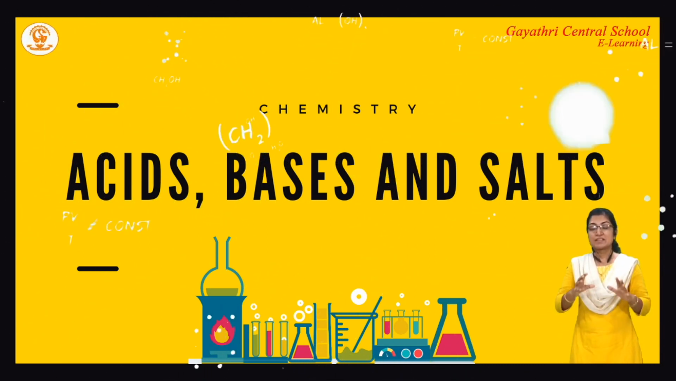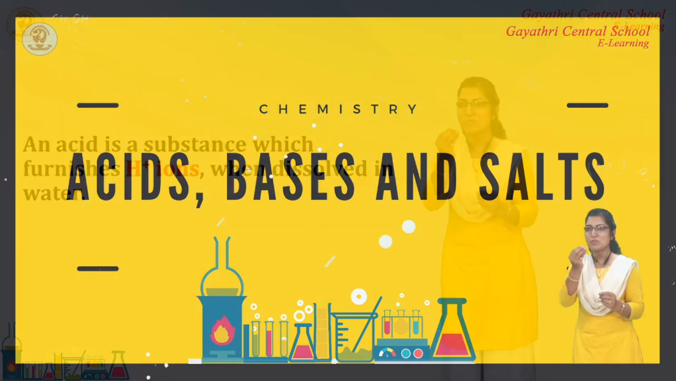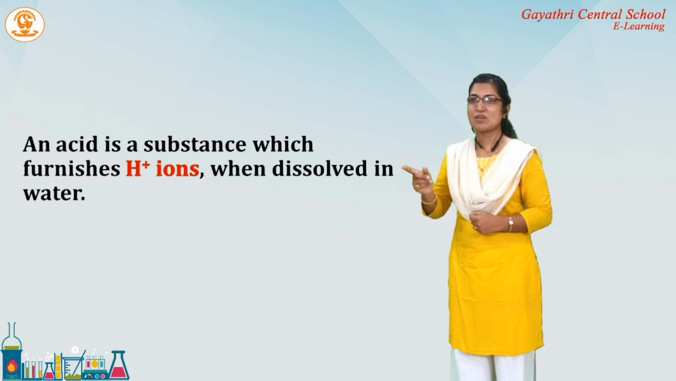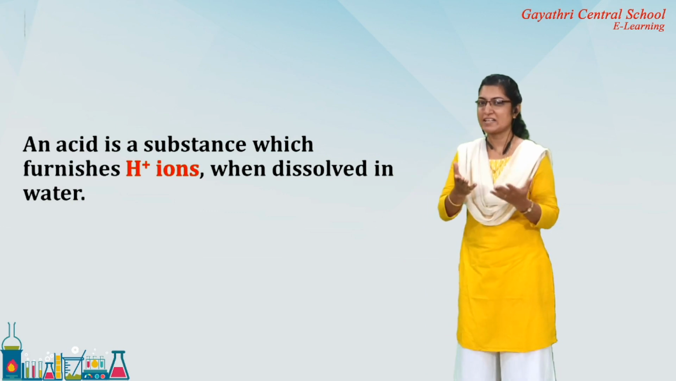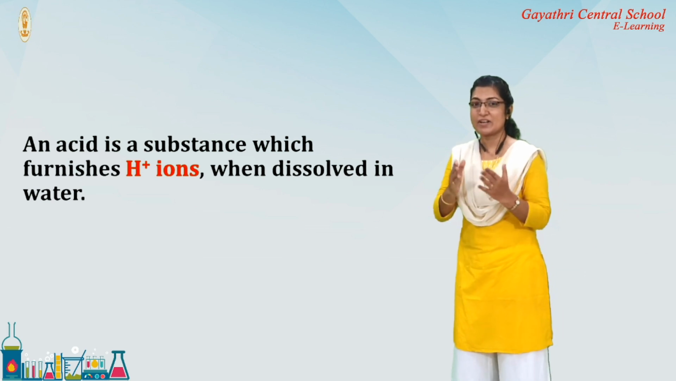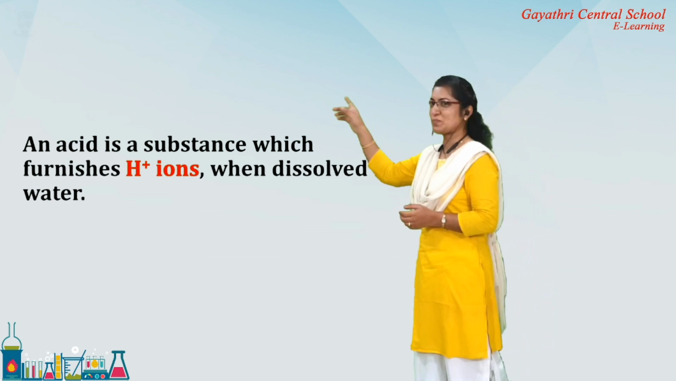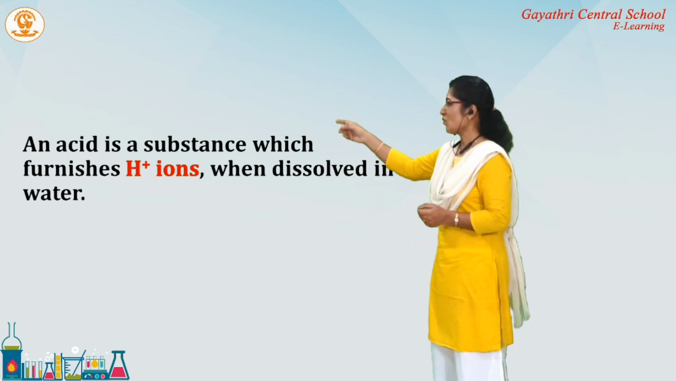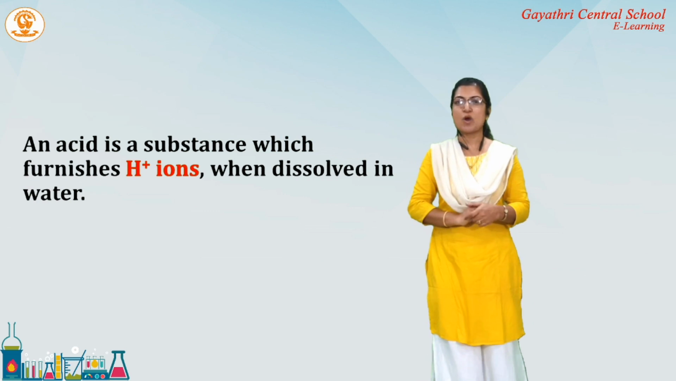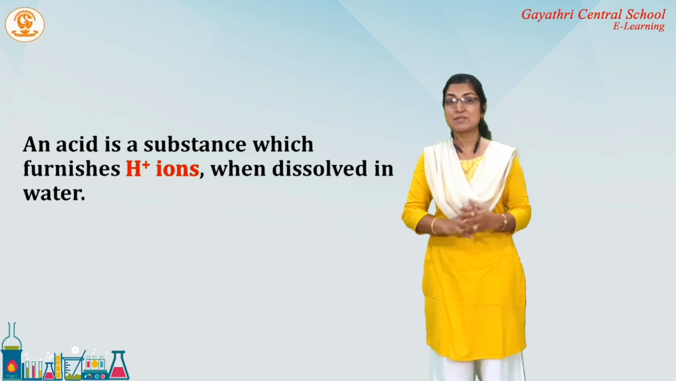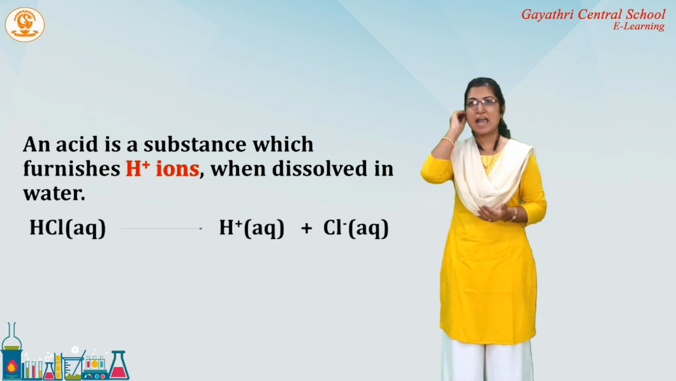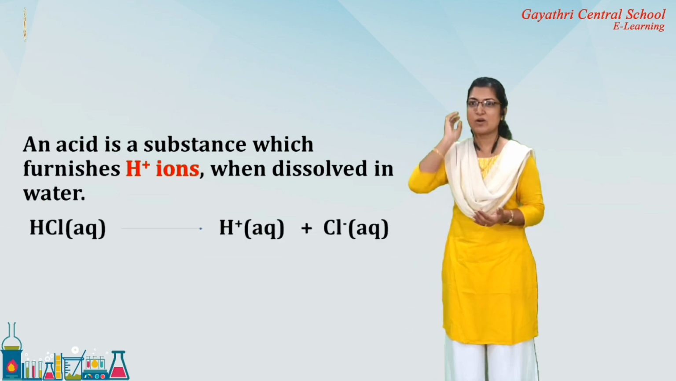Now, we will be discussing one more specific characteristic of an acid. When acids are mixed with water, they dissolve. When it dissolves, it produces which ions? H plus ions. When dissolved in water, acids produce H plus ions. H plus aqueous ions are also called hydronium ions.